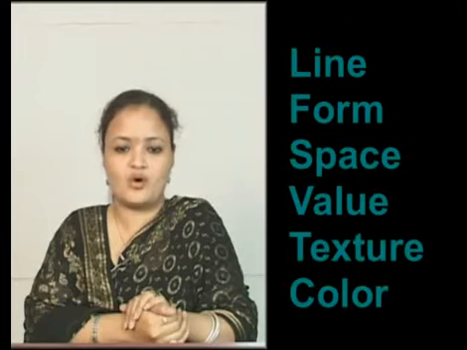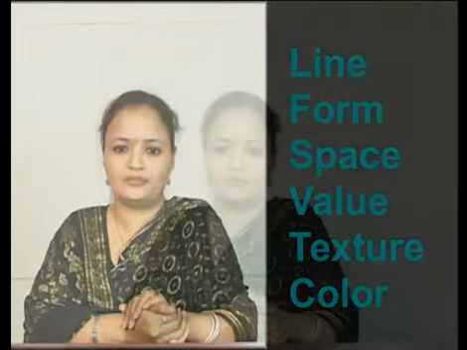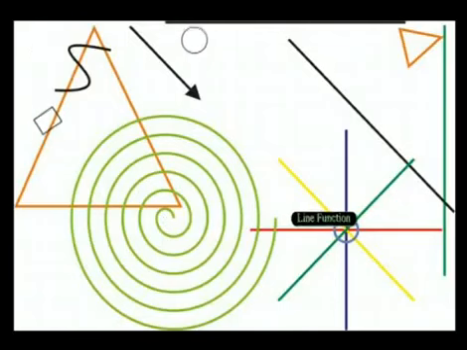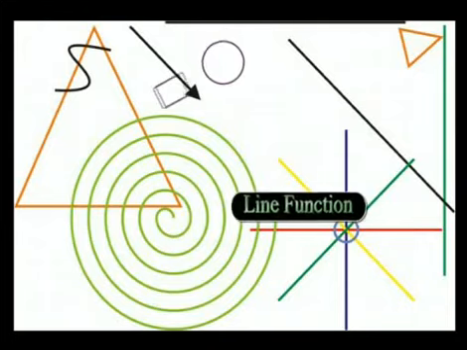Welcome. Today we are going to talk about Unit 2, the elements of painting, which consist of line, form, space, value, texture and color. In lesson 3, we will learn about line, form and space. And in lesson 4, we will tell you about value, texture and color. Lesson 3. Today, we will start with line.